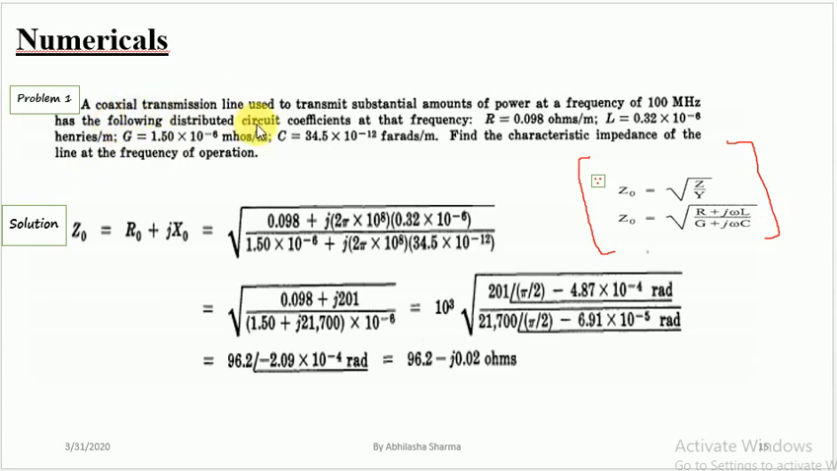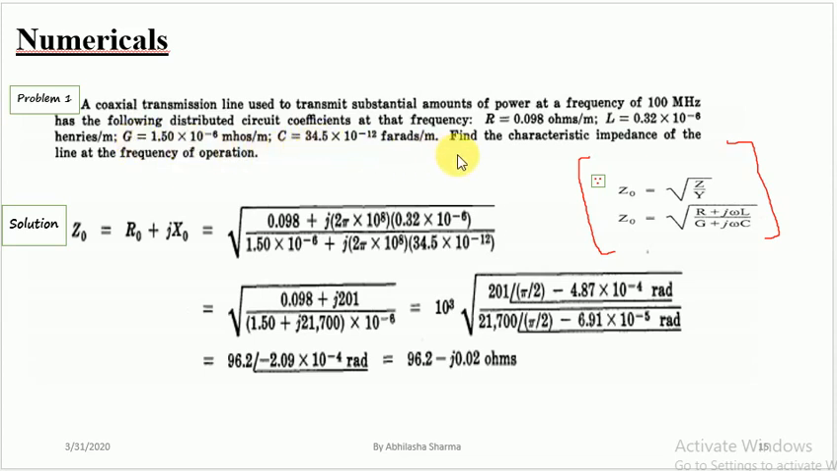A coaxial transmission line used to transmit a substantial amount of power at a frequency of 100 megahertz, which is the operating frequency, has the following distributed circuit coefficients at that frequency. R is given as 0.098 ohm per meter. Here you just remember this thing, R is not given simply in ohm form, this is given in the ohm per meter form. Similarly for the inductance, the conductance, and the capacitance.